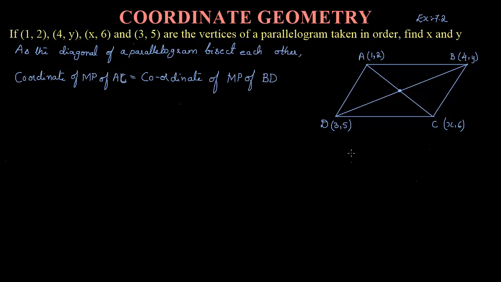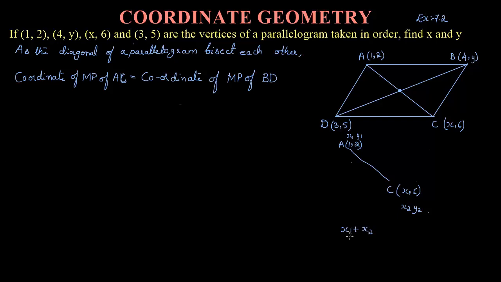So if I am talking about the line AC, here it is A, which has the coordinate (1, 2), and here it is C, which has the coordinate (x, 6). Right? So let it be (x1, y1) and let it be (x2, y2). Right? So for the midpoint, I have already discussed with you the midpoint formula. Let me just write it here. What is the midpoint formula?